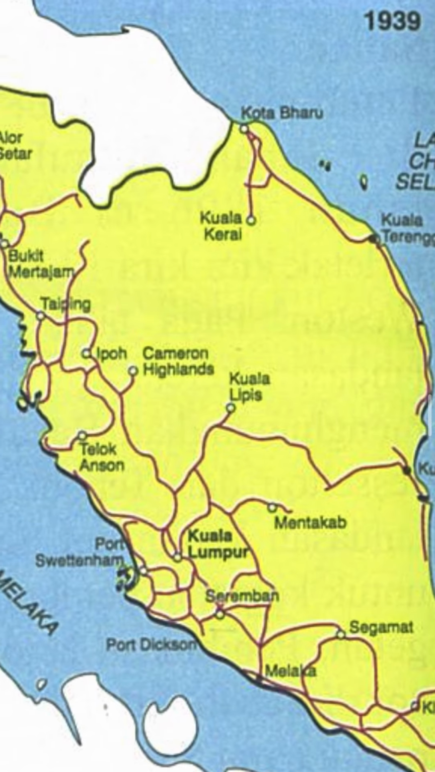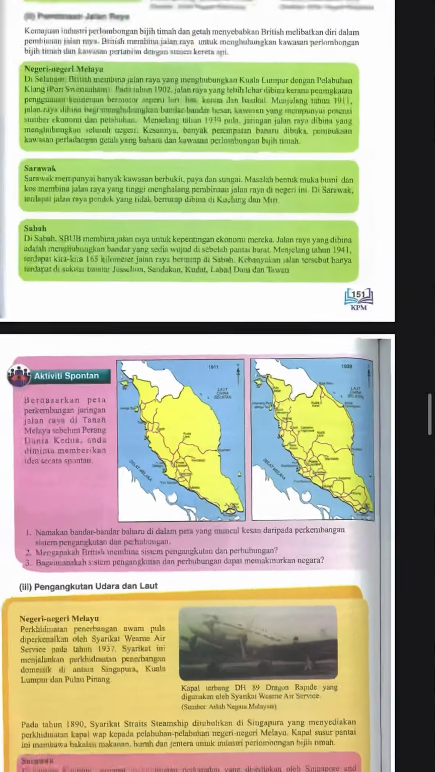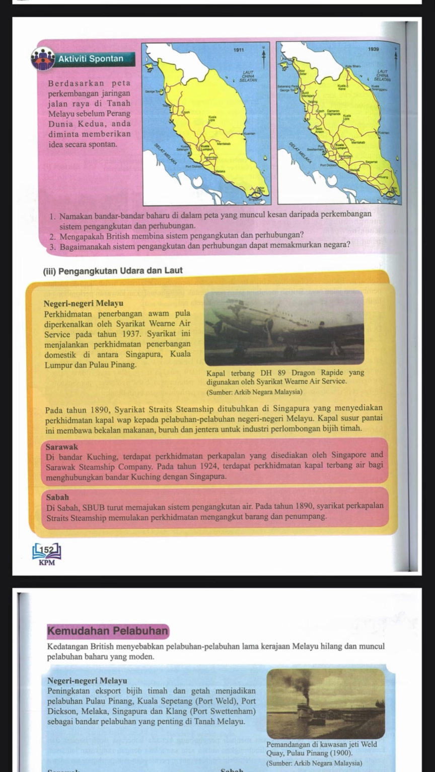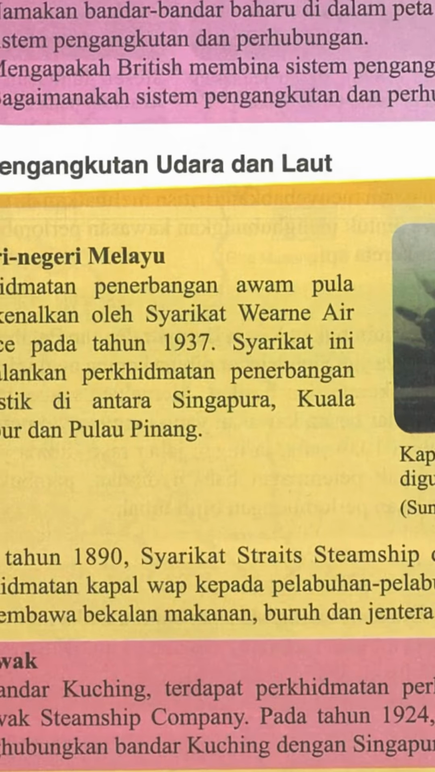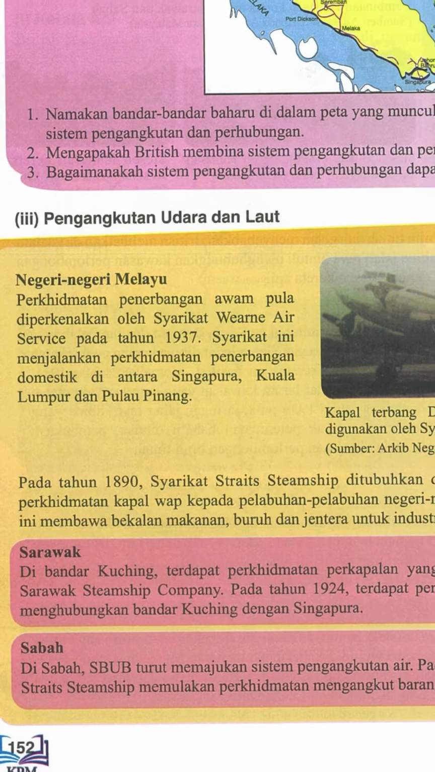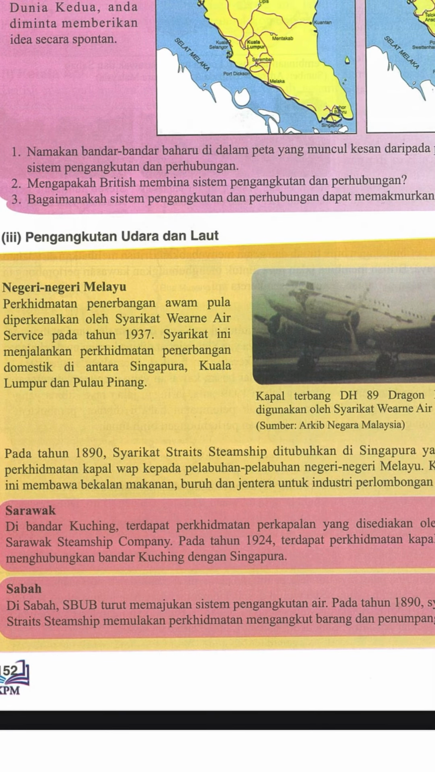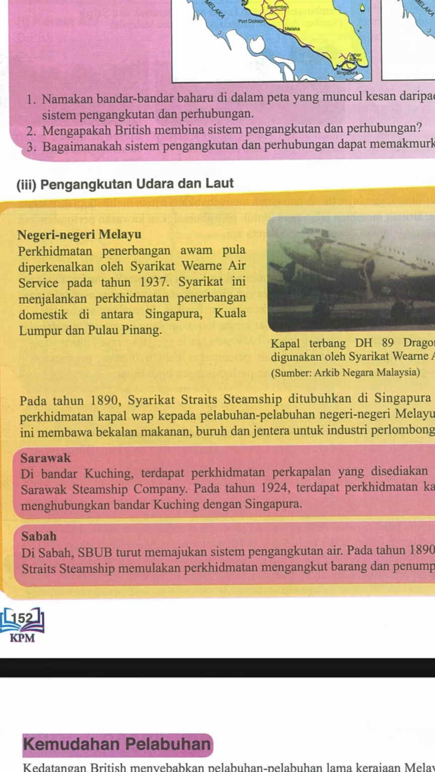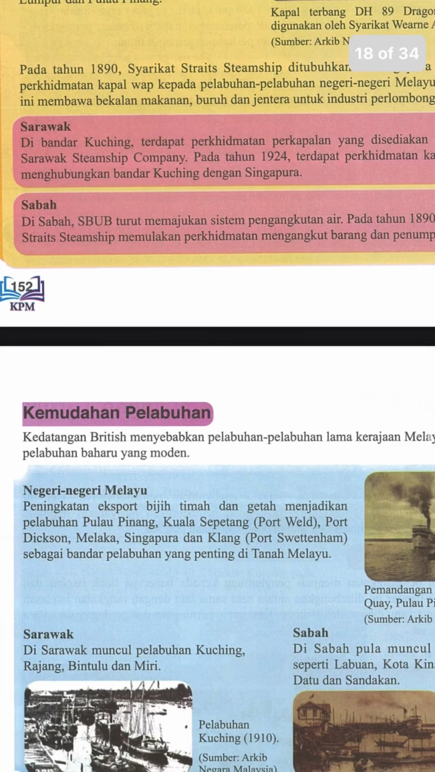Lepas tu pengangkutan udara dan laut. Now, interestingly, Perkhidmatan Penerbangan Awam diperkenalkan oleh syarikat Wearne's Air Services pada tahun 1937. Dan lihat, dia pergi domestik antara Singapura, Kuala Lumpur dan Pulau Pinang. Seterusnya, kamu lihat perkhidmatan kapal wap pula antara negeri-negeri pelabuhan negeri Melayu. Di Sarawak juga terdapat perkhidmatan perkapalan dan di Sabah juga terdapat perkhidmatan pengangkutan air.